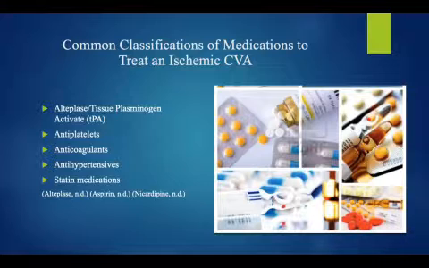Alteplase or tissue plasminogen activator, TPA, antiplatelet medications, anticoagulants, antihypertensives, and statin medication. An explanation of the pathology of an ischemic stroke and the effects of medication on the body. A CVA is caused by platelet aggregation. TPA and aspirin at the cellular level break up the thrombotic or embolic clot.